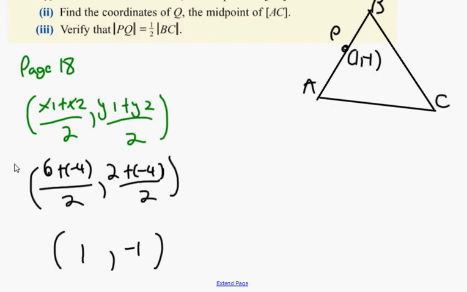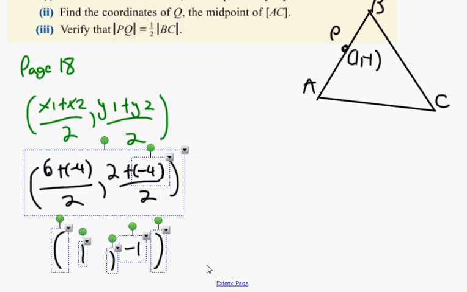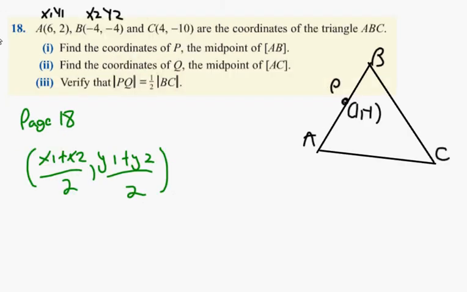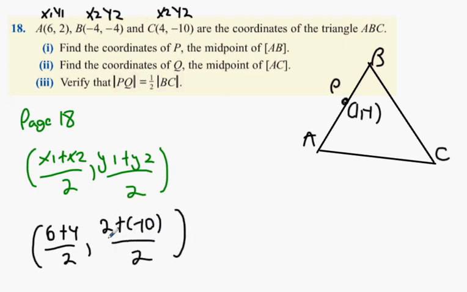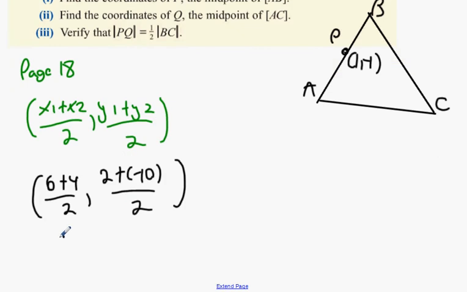Okay, now that that's done, what do we have to find out next? We have to find out what is the midpoint of AC. So A is x1, y1, let C be x2 and y2. So we're going to get 6 plus 4 all divided by 2. 2 plus minus 10 divided by 2. This will be 5, and the other one will be minus 4. You can work that out in the calculator. Okay?